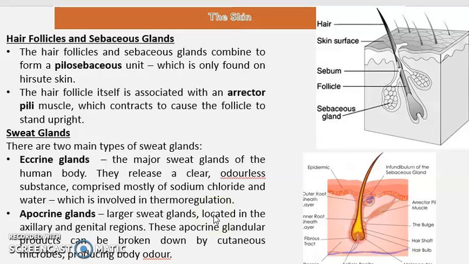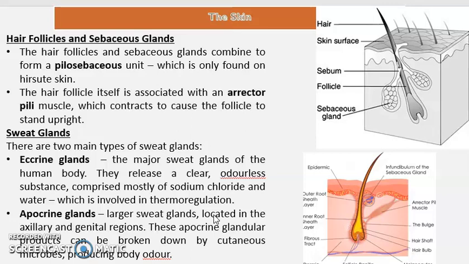Sweat glands. There are 2 main types of sweat glands. Eccrine glands. They are the major sweat glands of the human body. They release a clear, odorless substance, comprised mostly of sodium chloride and water, which is involved in thermoregulation.